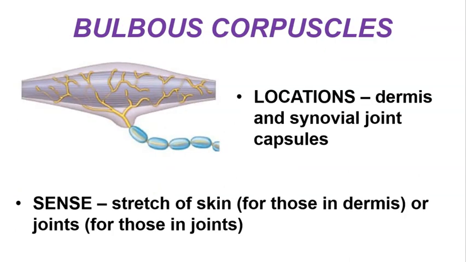The bulbous corpuscles are nerve endings that are embedded within the dermis and within synovial joint capsules. They function to sense stretching of the skin, so that is for those corpuscles that are embedded within the dermis, or stretch and movement of the synovial joint capsules, so for those bulbous corpuscles that are embedded within the joints. In the joints, these sensory receptors help to tell our brain the position of our skeleton and the position of our joints, so that the brain can plan and coordinate movements.